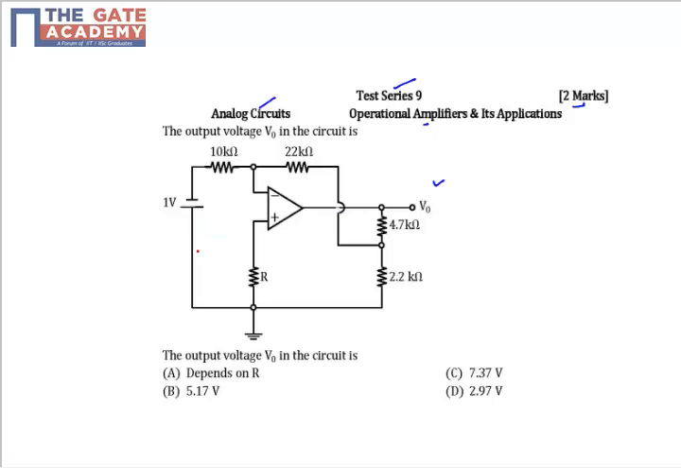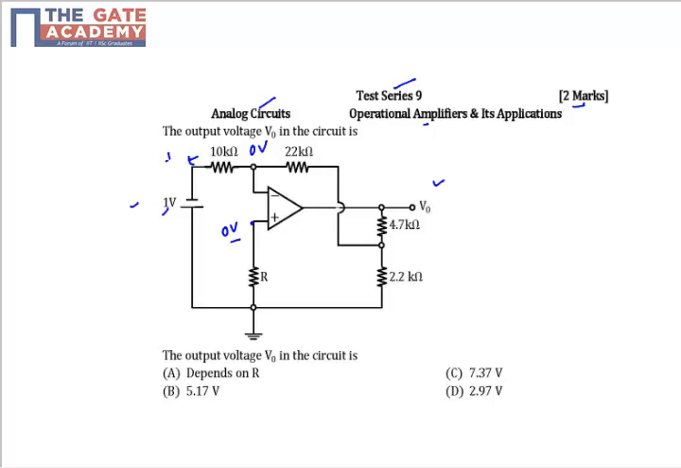In the circuit you can see that when a 1 volt supply is connected, the important thing is that the non-inverting terminal is grounded, so the voltage is 0 volt here. From the virtual ground property, this node voltage is also 0. If this node voltage is 0 and a 1 volt battery is connected here, I can find the current across 10k.